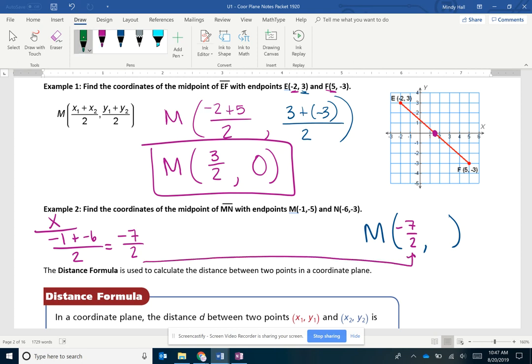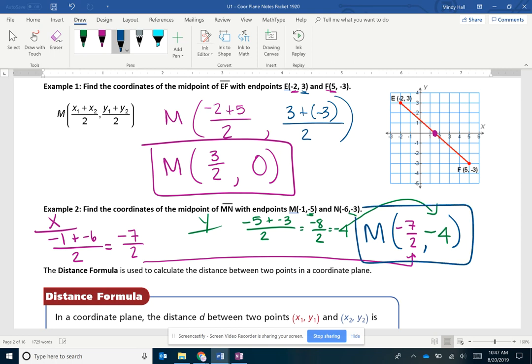So then, to find the y value of your midpoint, you add the y values and you divide by 2. So -5 plus -3 divided by 2, that gives us -8 divided by 2, which gives us -4. Okay, and that is our midpoint.